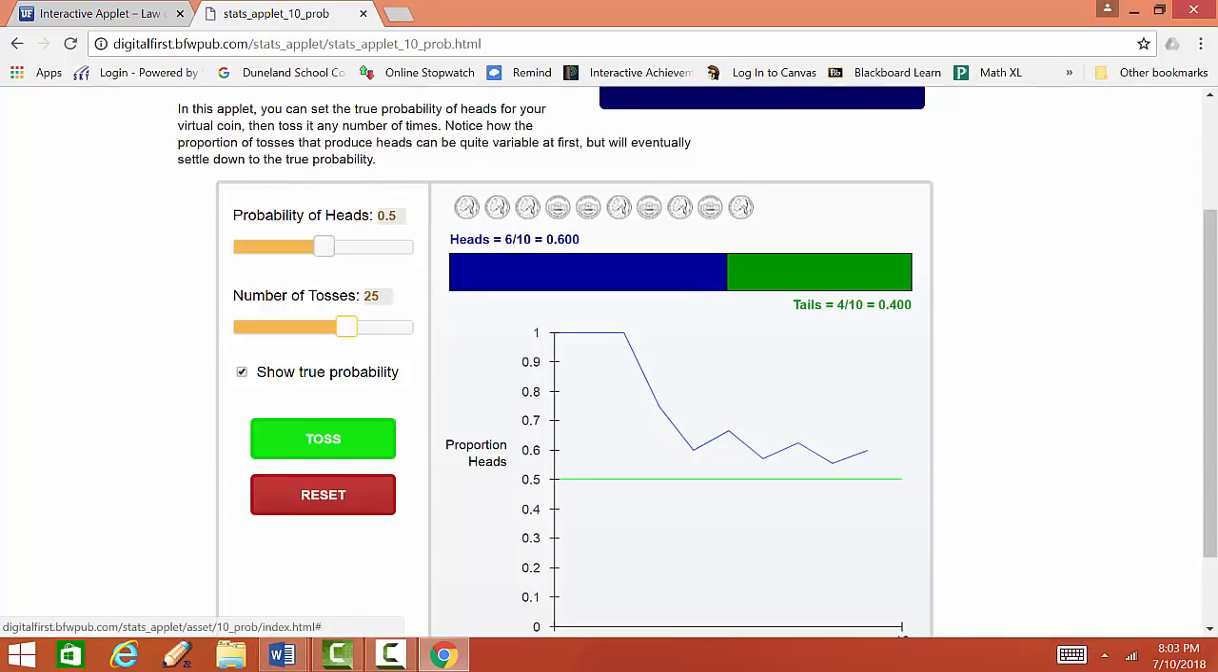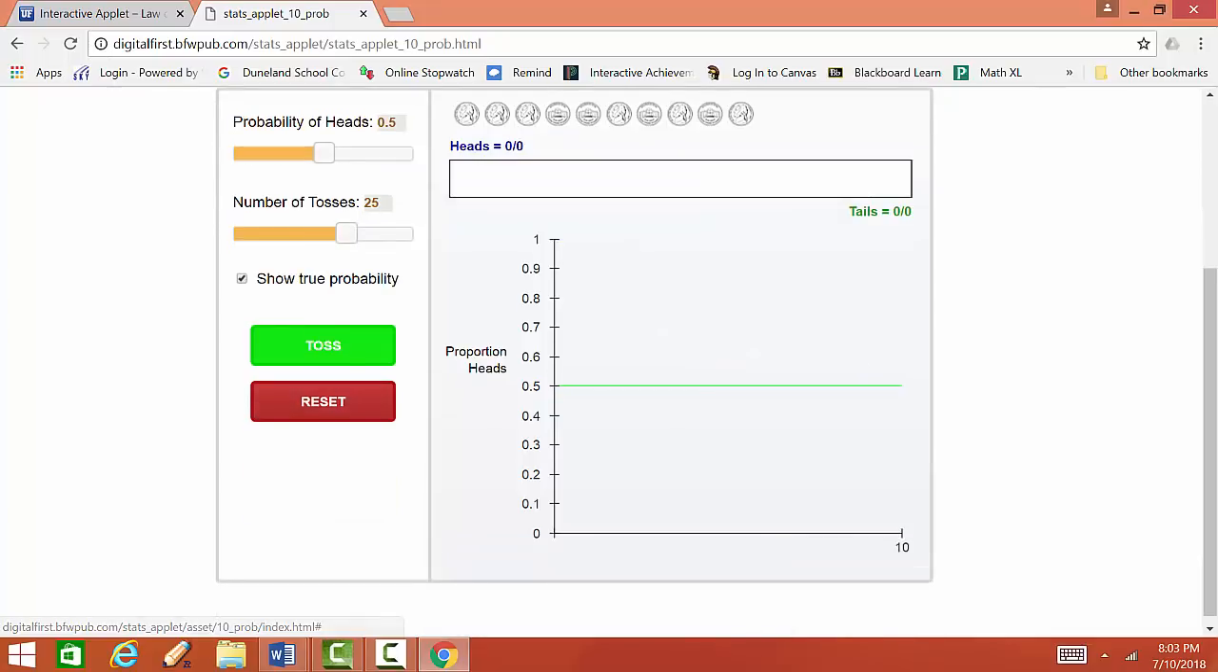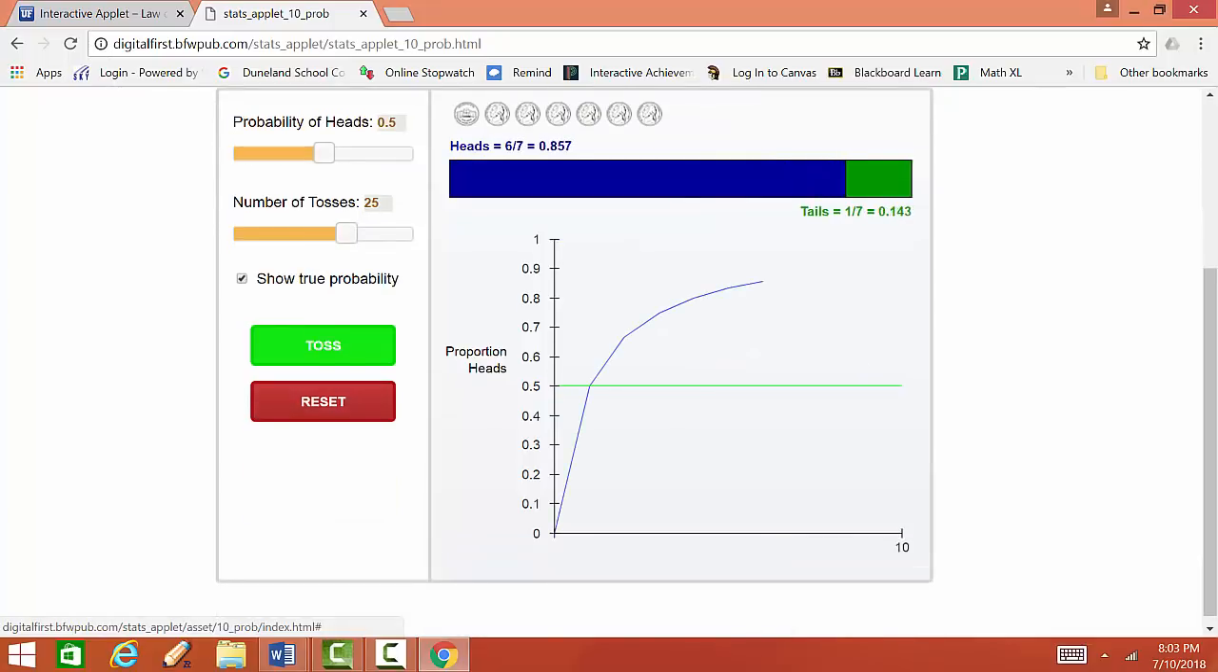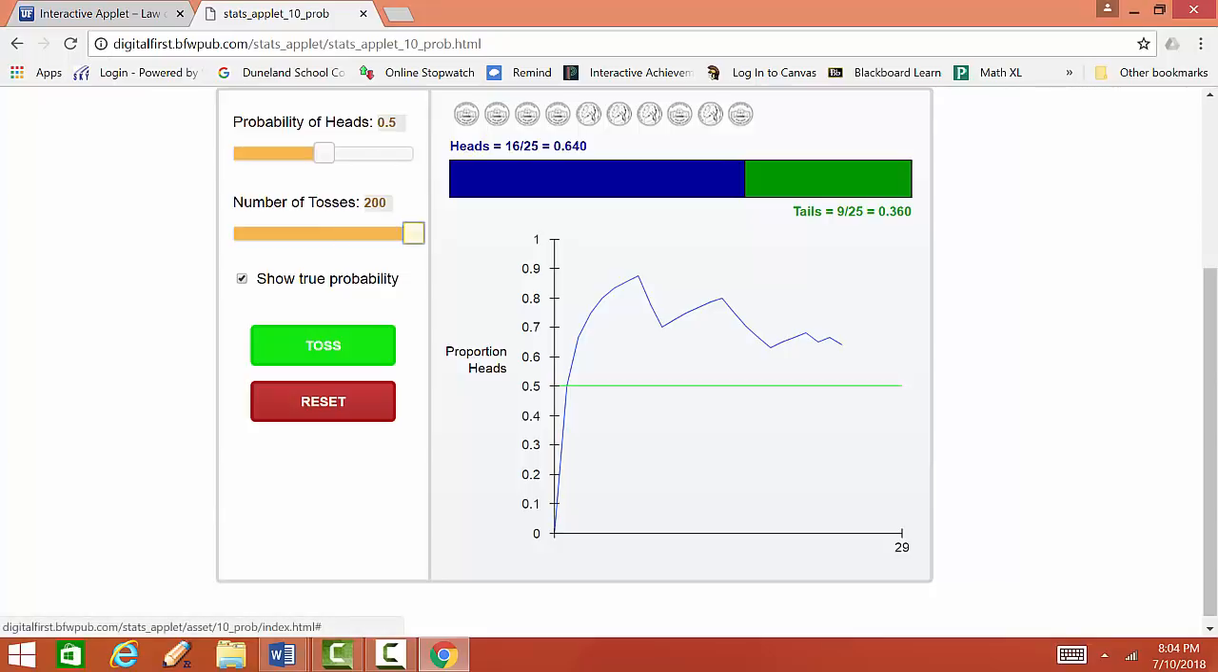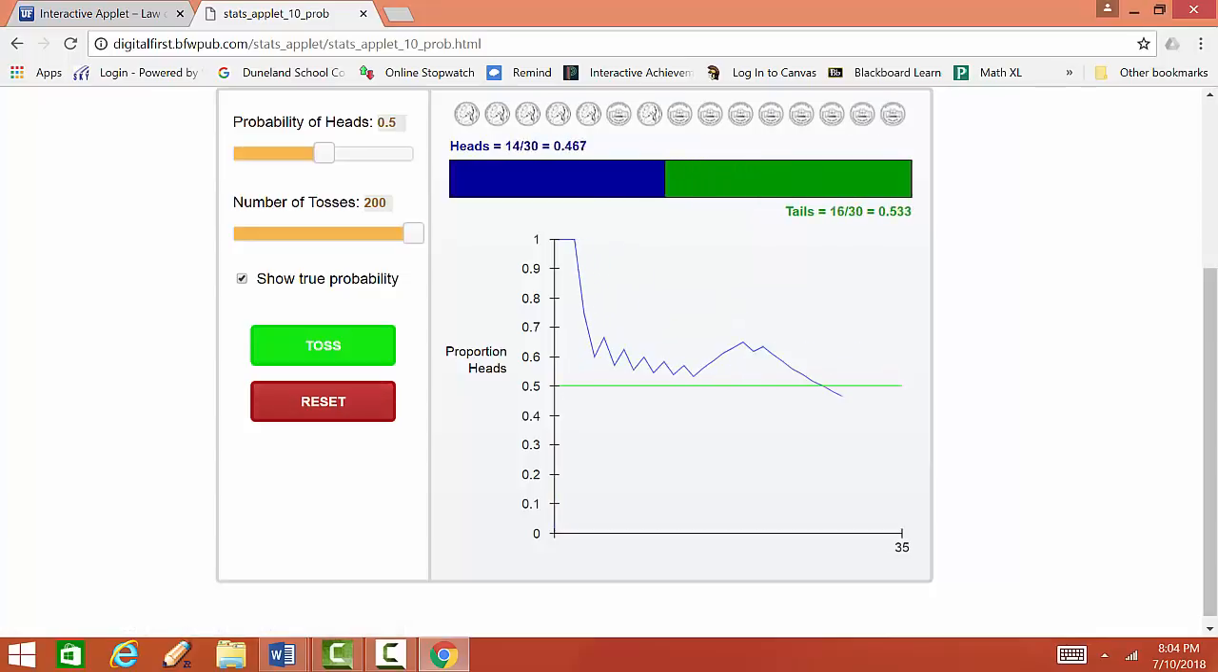Now, if we move it to like 25 times, it goes a little bit faster for us. If we toss a coin 25 times, again, a lot of variance, but you notice that there's not as much jumping around out here. And then if we move this all the way to 200, it won't let us go to 10,000. But if we go to 200, notice there's a lot of variance. But then as we keep tossing the coin, there's not as much change.